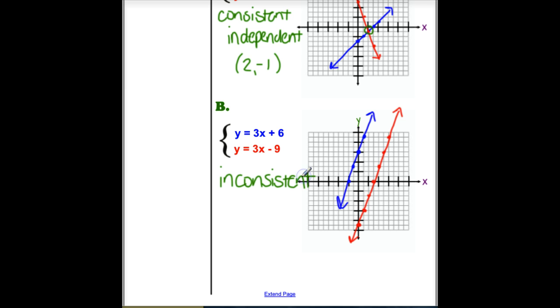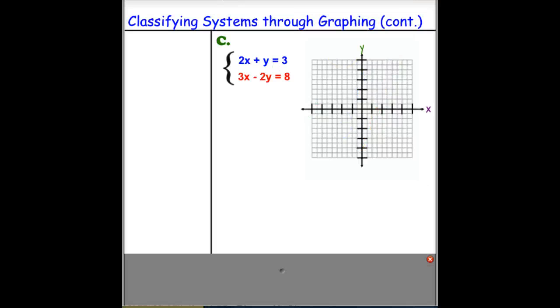Now, one thing you might take note of is they both had slopes of 3. And one thing we learned last chapter with parallel and perpendicular lines is that if they have the same slope, then that means that they're going to be parallel. So if you can recognize that, then you can confirm that your graph should have parallel lines. Try one more example like this.